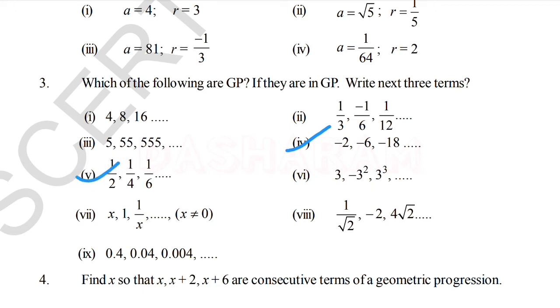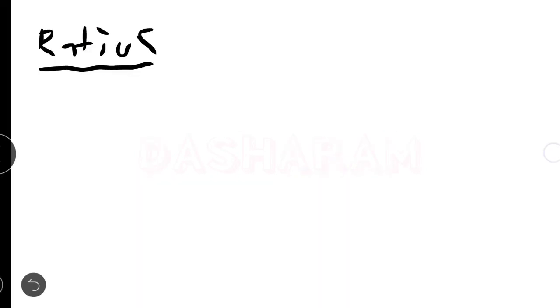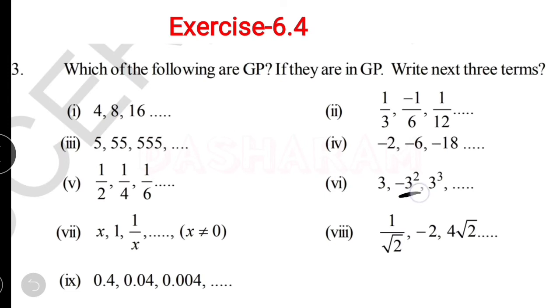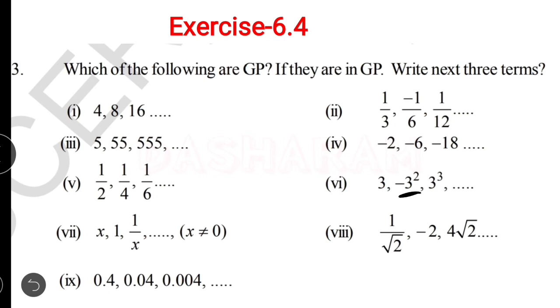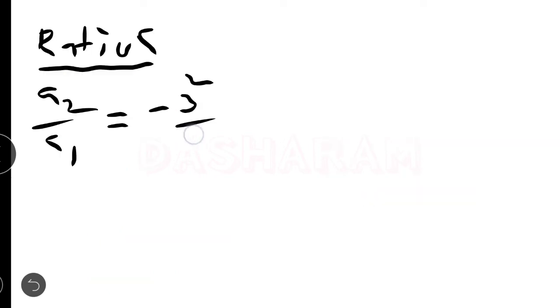The fifth question is the same as the second one. Yeah, the sixth question, I will explain the sixth one. So first I am going to find the first ratio, A2 by A1. So here, what is the A2 value? Minus 3 square, divided by the A1 value, 3, so minus 3 square by 3. See here, the square is only for 3, not for the minus.